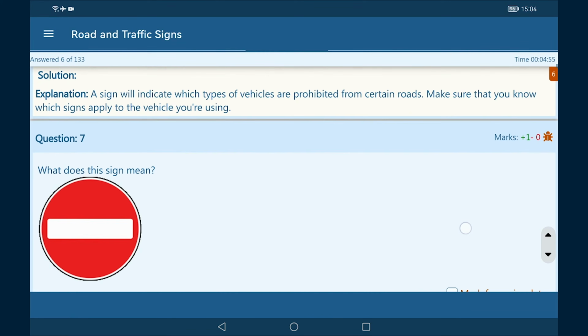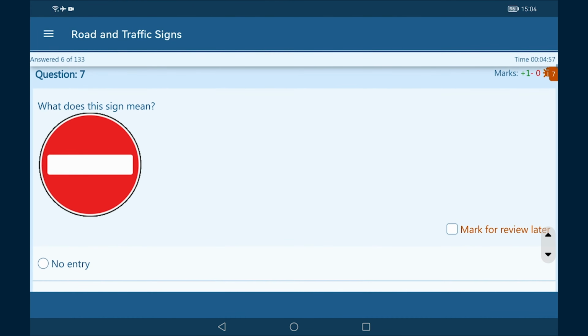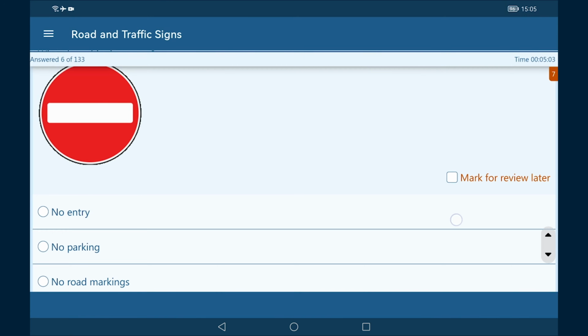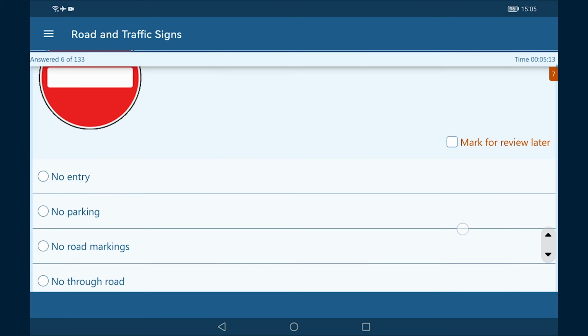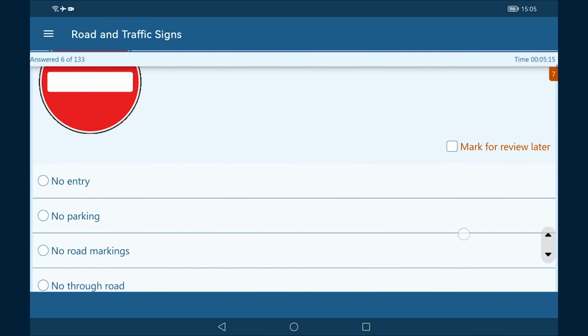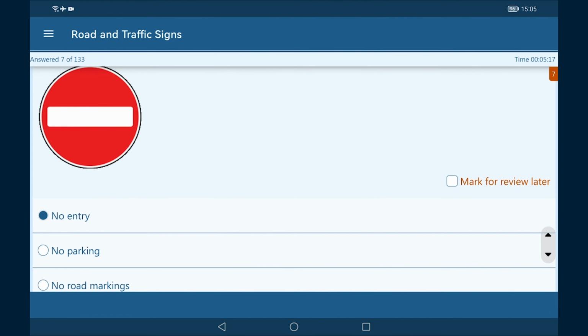Question 7. What does this sign mean? Option 1. No entry. Option 2. No parking. Option 3. No road markings. Option 4. No through road. The correct answer is Option 1, that is, no entry.